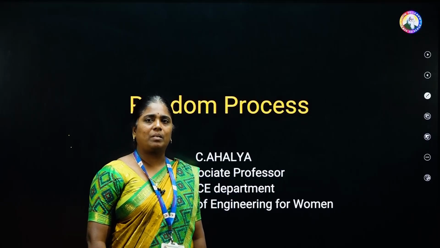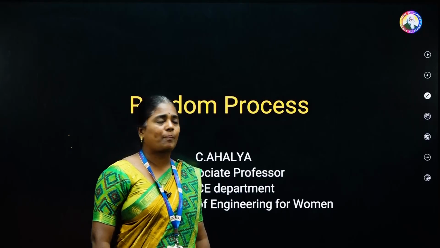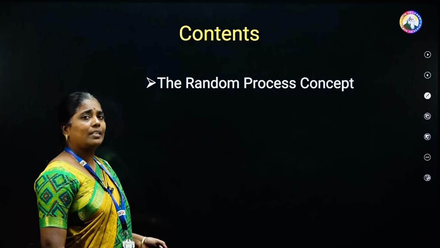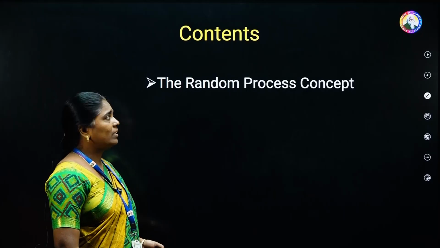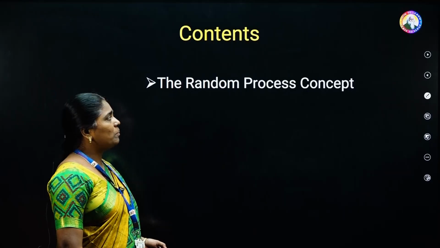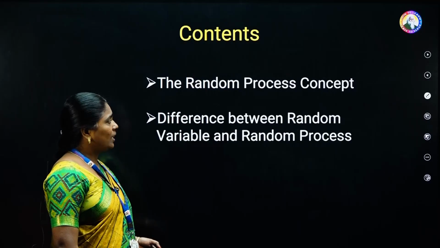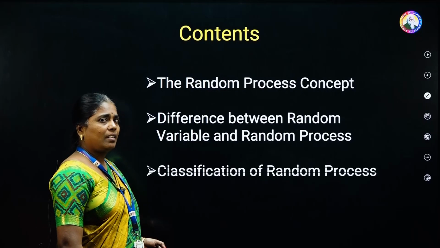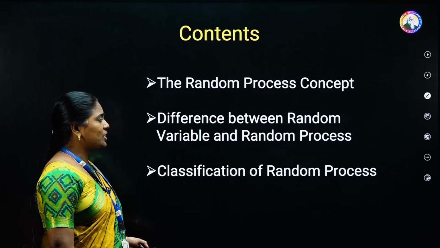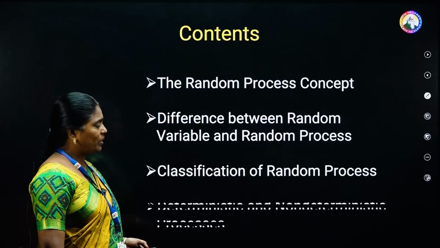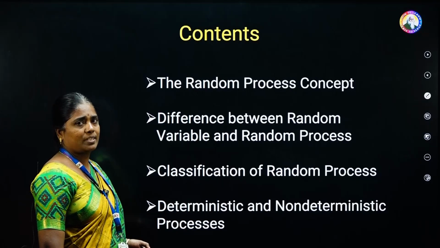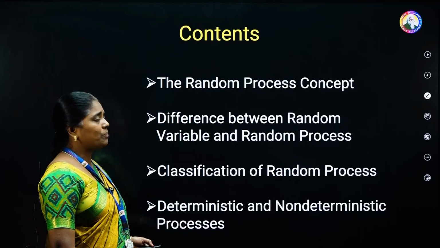Today I would like to explain about the random process. The contents present in the random process are: the first one is the random process concept, the second one is the difference between random variable and random process, the third one is classification of random process, and the last one is deterministic and non-deterministic random process. Today I will explain all these four topics.